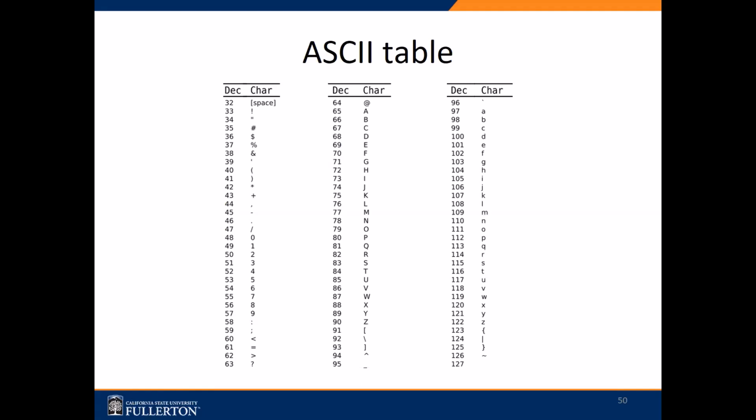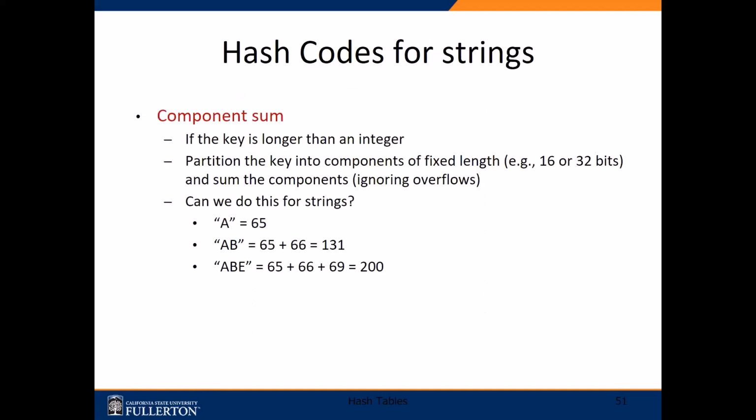So if my key is a character, it's simple. I'll just use the ASCII code as the numeric key. But what if my key is not a single character, but a string of characters? For strings, one simple approach is called taking the component sum, which is just adding up the individual ASCII values for each of the characters in the string. For example, for string A, the value is just 65. If my string is AB, I add the corresponding values, 65 plus 66, which gives me an integer 131, and I can use that as a key.